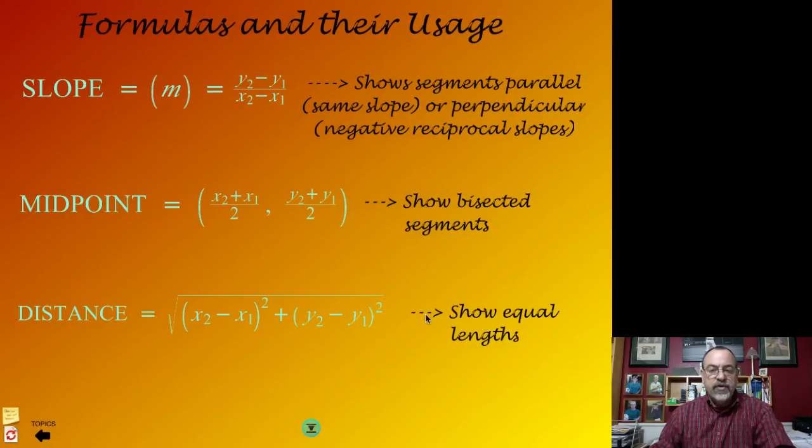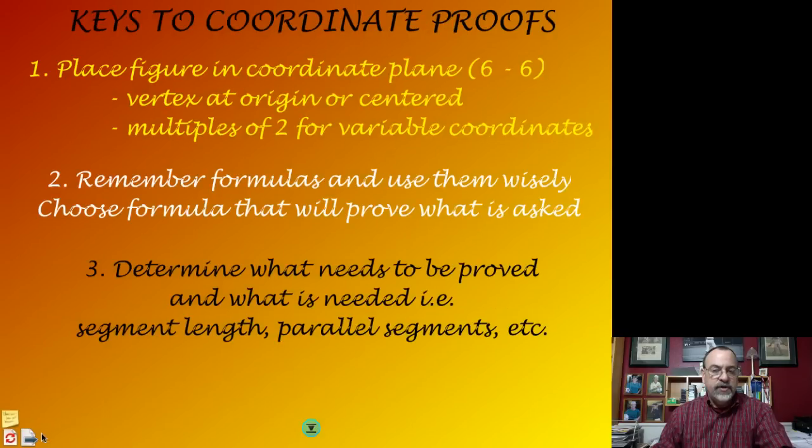If I want to show that lengths are equal, then I would use the distance formula. So the key to proofs in this respect is to know these different formulas, not only know what they are, but also know what the use of each one is. It's like having a toolbox. If you're going to have a tool in your toolbox, you need to know what the tool is used for, as well as how to use it and when to use it. It doesn't do any good to have something in your toolbox if you don't know when or where or how to use it. So it's important to know what these formulas are and then when you're going to use them, depending upon what you're trying to prove.